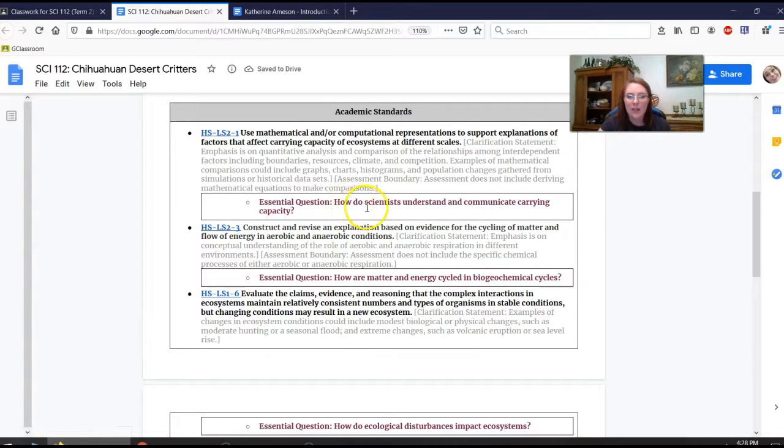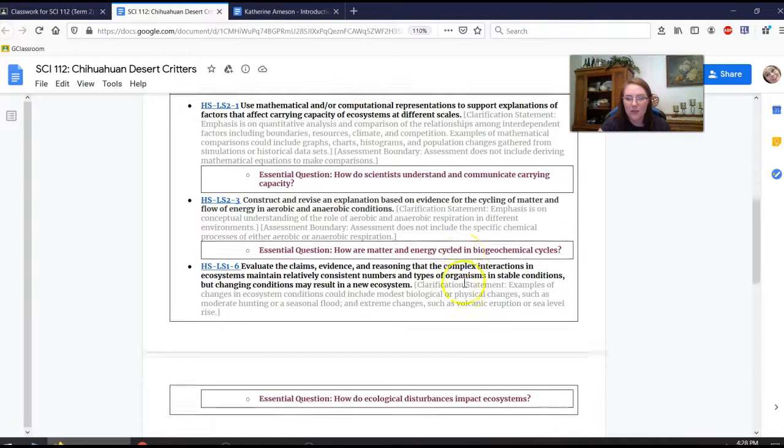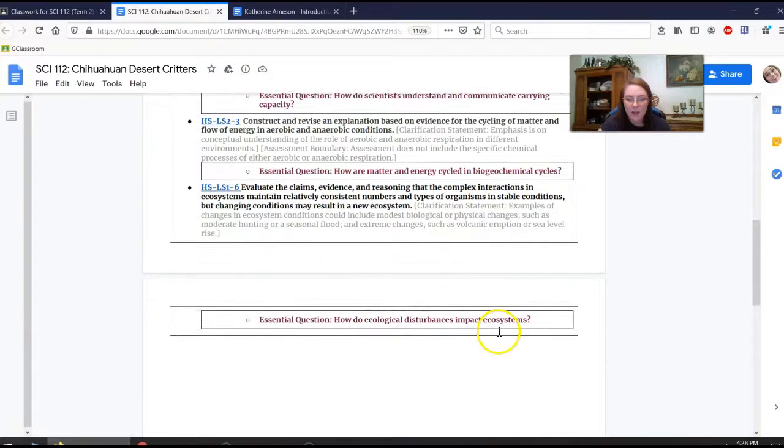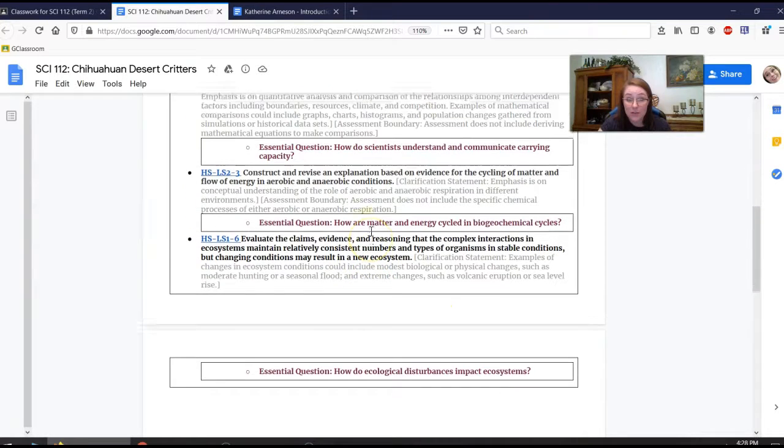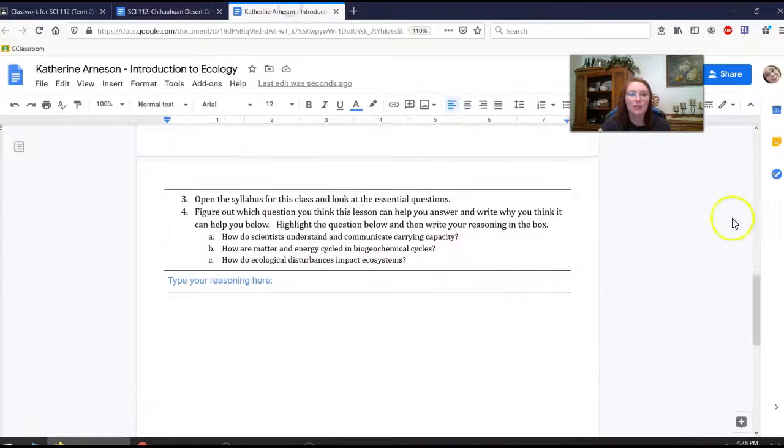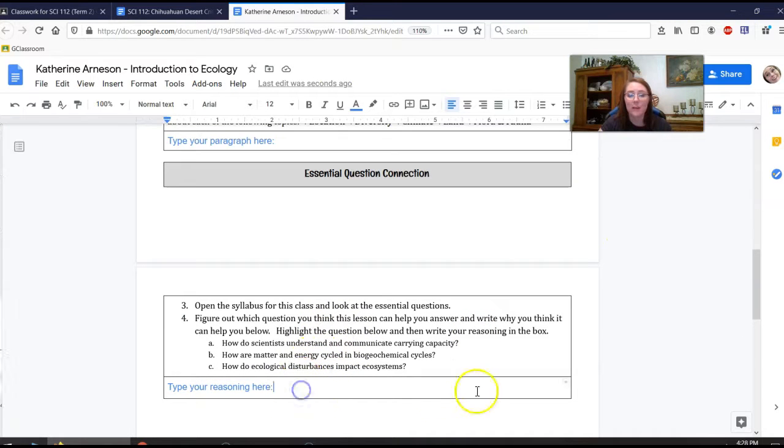So I'm going to look at the essential questions, which are right here. How do scientists understand and communicate carrying capacity? How are matter and energy cycled in biogeochemical cycles? How do ecological disturbances impact ecosystems? Okay, so I need to next figure out which question I think this lesson helps me answer and why I think it helps. Highlight the question and write your reasoning below in the box. So this is a really good opportunity for you to get bonus points. I'm only expecting like 2 or 3 sentences here, but if you write a lot, then this is where you're going to get a lot of bonus points.